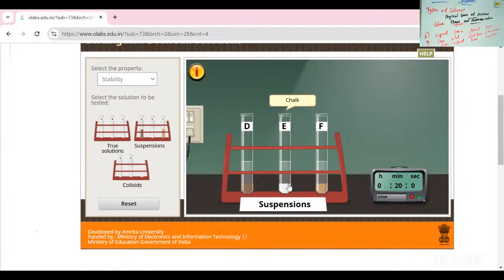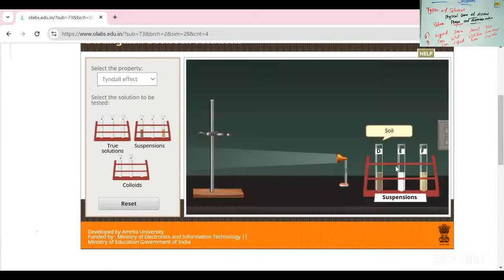The soil, chalk powder, and sand particles are settled at the bottom of the test tube. So it is suspension material only. These three, soil, chalk powder, and sand, their particles are immediately settled down. So it is a suspension. And next is the Tyndall effect.